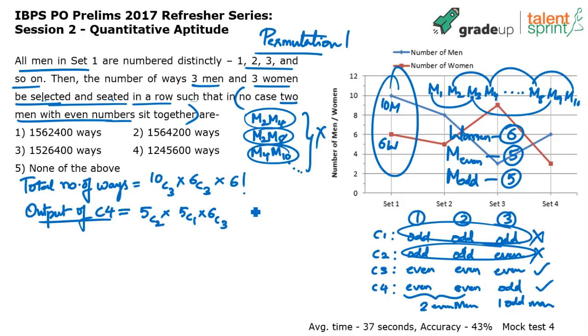Now the arrangement has to be done. In how many ways can they be arranged such that the 2 even men are together? Now you have to go for those cases.